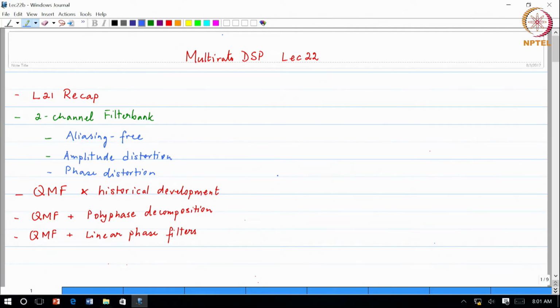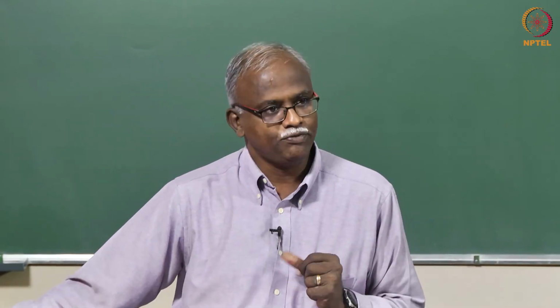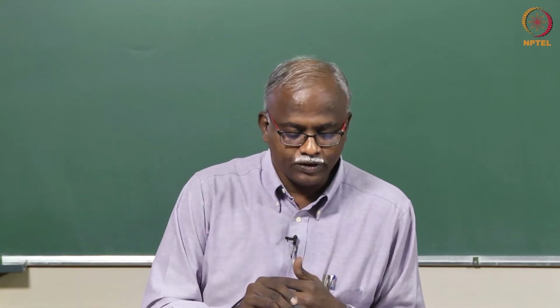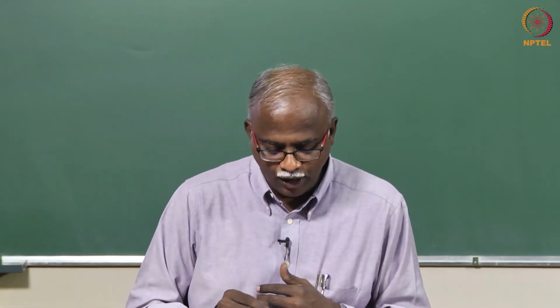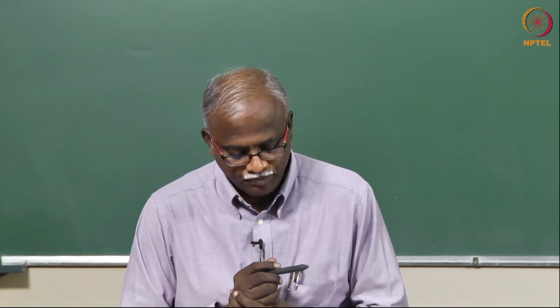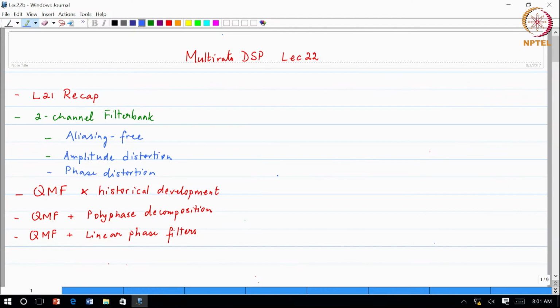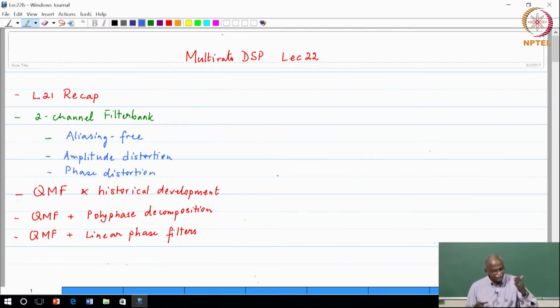We pick up from the last lecture where we talked about the two-channel filter bank, alias-free filter bank, and today we will continue on that discussion. I'd like to cover some aspects of how do we eliminate amplitude distortion, how will we eliminate phase distortion. We will also look at how the historical development happened, which came first, how did people actually solve this problem of removing all three forms of distortion.